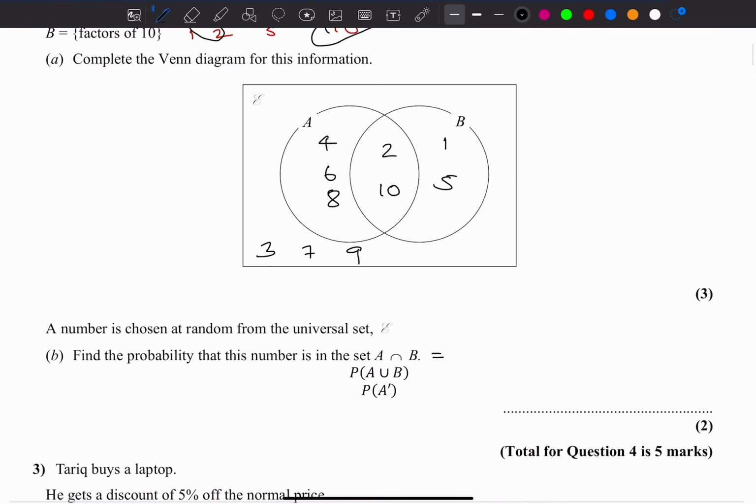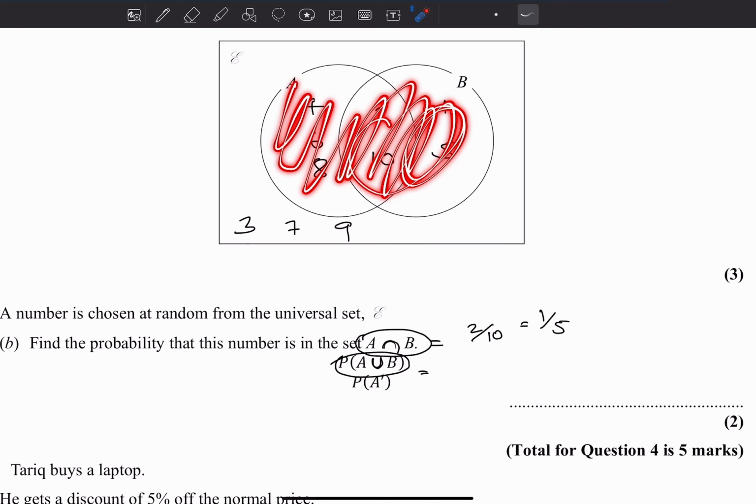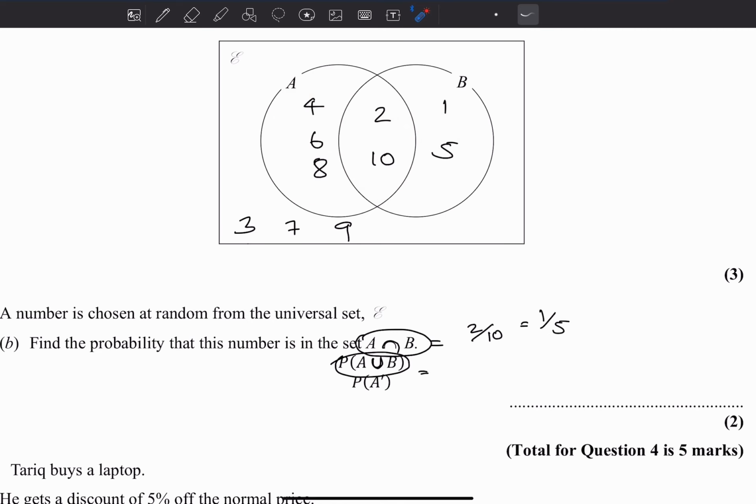The first one, they want A and B. This means and. It looks like an N, so it's an and. That means this area, A and B. How many numbers? 2 numbers out of a total 10, which you can simplify, you don't have to, 1 over 5. The next one is A union B. U for union. Union means the whole of A and the whole of B, everything in there. How many numbers are in there? About 7 numbers. 7 out of 10.